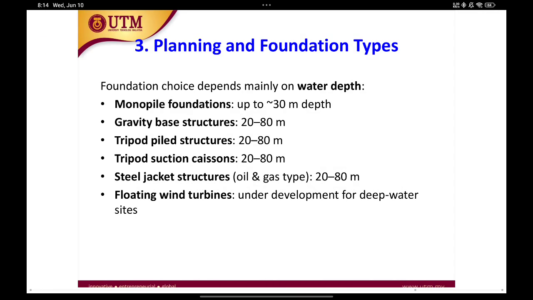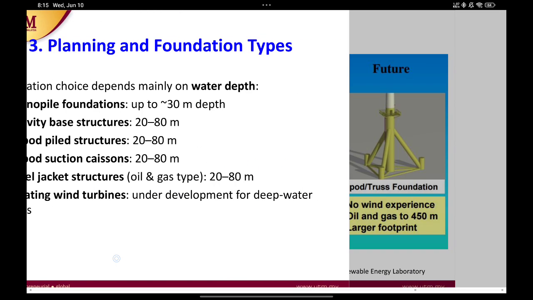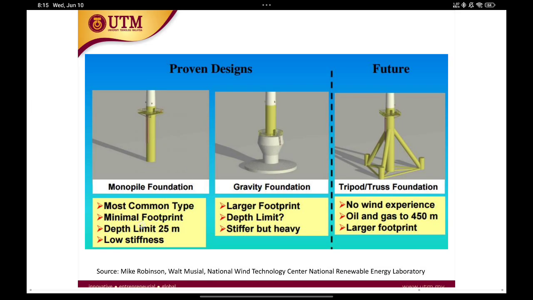Okay, and then planning for foundation types, and this one is quite a popular question in the final exam. So you need to know lah the water depth and the type of foundation. So you have the monopile foundation, gravity based structure, tripod pile structure. This one you need to know lah the depth. Usually the monopile is the common one, around 30 meter depth, and then the rest. Okay, and the question usually asks you to draw the monopile, gravity foundation and the tripod. I think tripod is the future design. Usually these two.